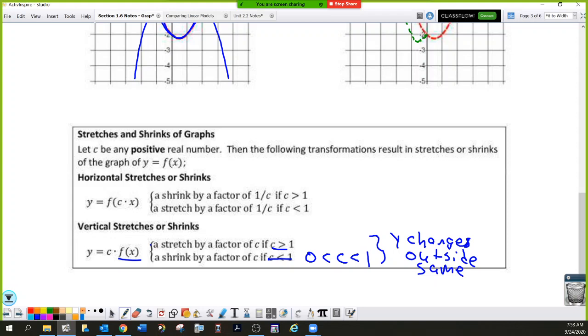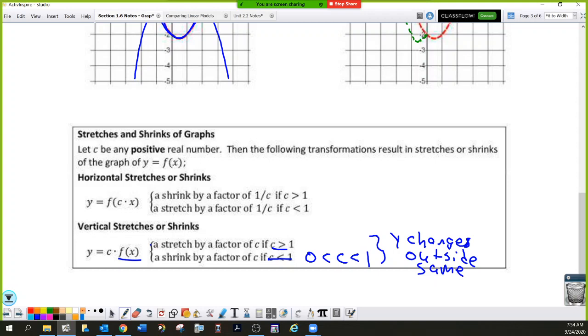Now, inside stretches and shrinks. This is the one that really borks up people's brains. Because the inside changes, x changes, don't do what we want, and they have the opposite effect of what we think they should. Putting that 2 in front of the x does not stretch this thing left and right. It does the exact opposite of stretching it. It shrinks it. So when I say it's the opposite, I don't mean the opposite number. I mean the opposite effect. Putting a 2 in front of your x is actually going to cut the x values in half, shrinking it left and right, a horizontal shrink.